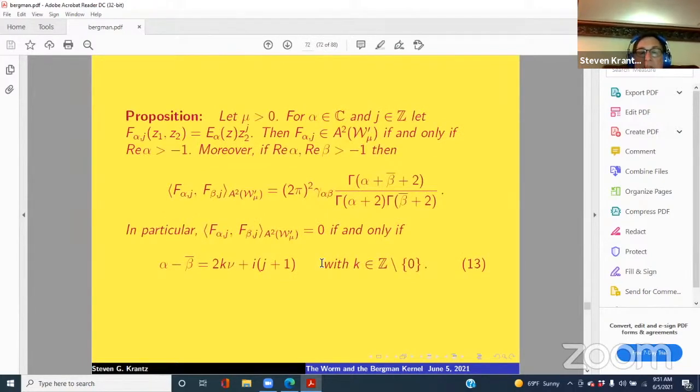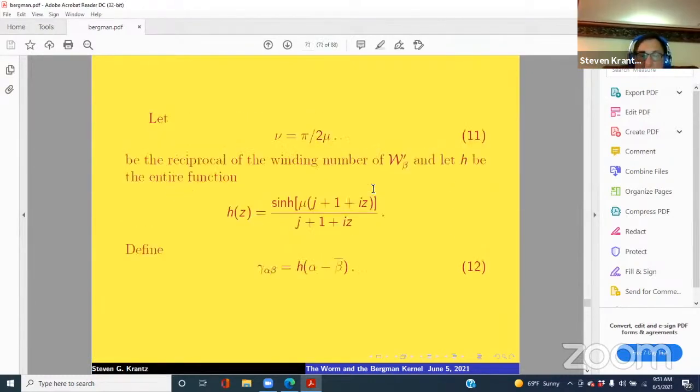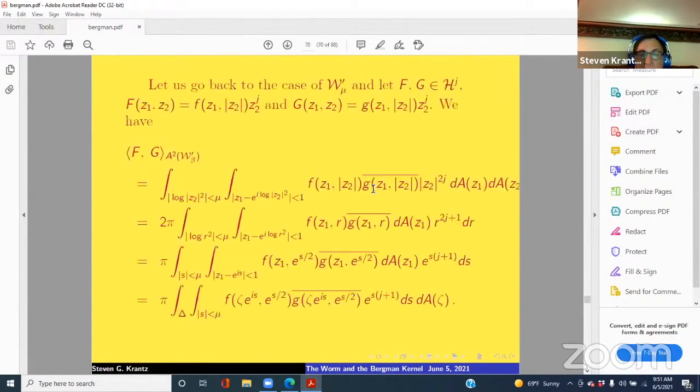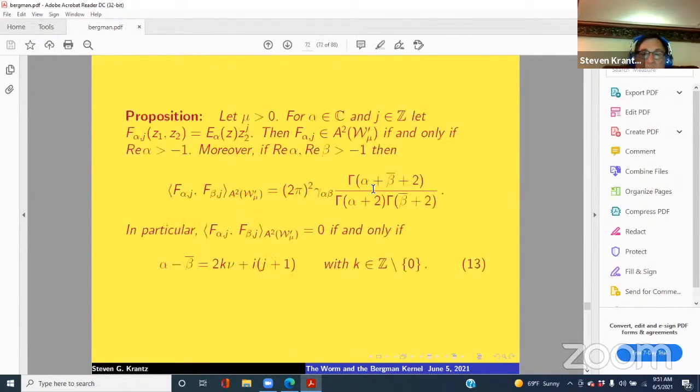Let mu be positive, let alpha be a complex number, j an integer, and let f sub alpha j be E sub alpha of z, times z2 to the j. Then f sub alpha j is in the Bergman space if and only if the real part of alpha is bigger than -1. Moreover, if real alpha and real beta are both bigger than -1, then the inner product of f alpha j and f beta j is equal to this expression involving the gamma function, just as we saw a few moments ago. In particular, the inner product of f alpha j and f beta j is equal to 0 if and only if alpha minus beta conjugate is equal to 2k nu plus i times (j plus 1), with k a non-zero integer.